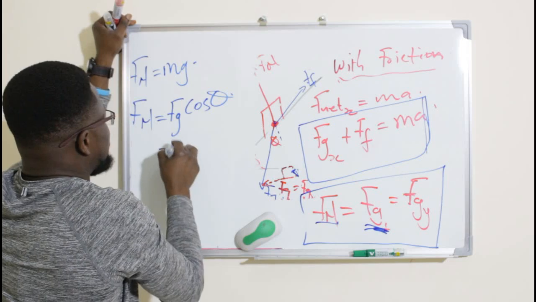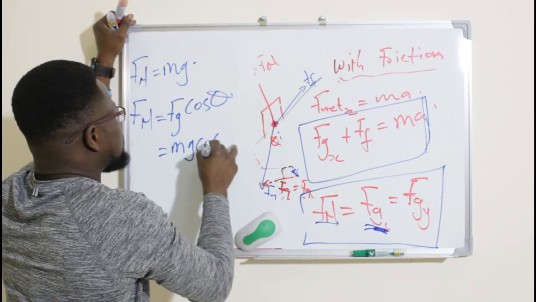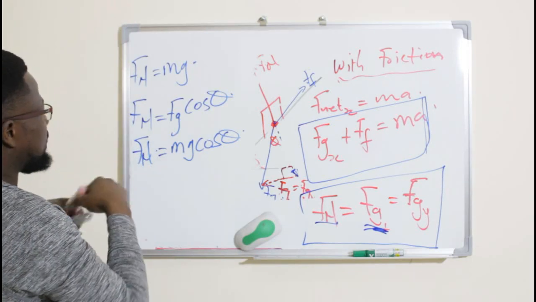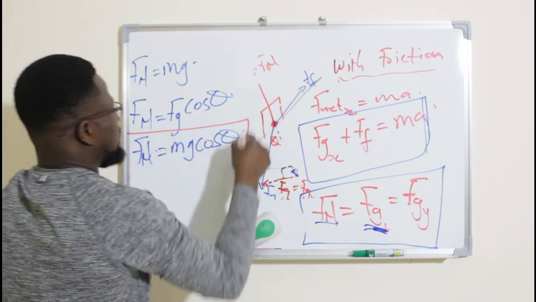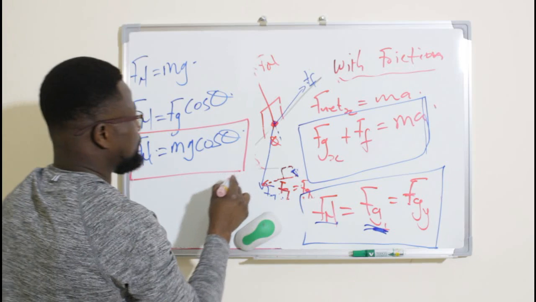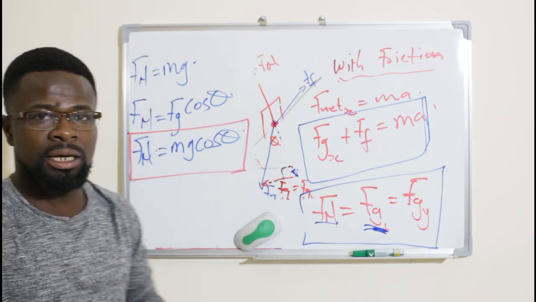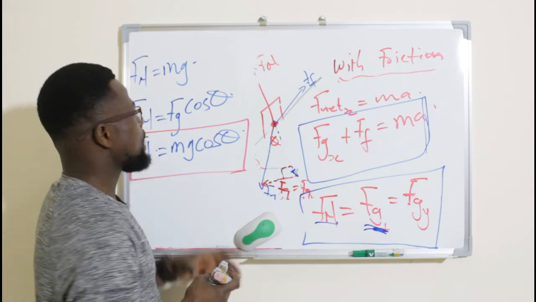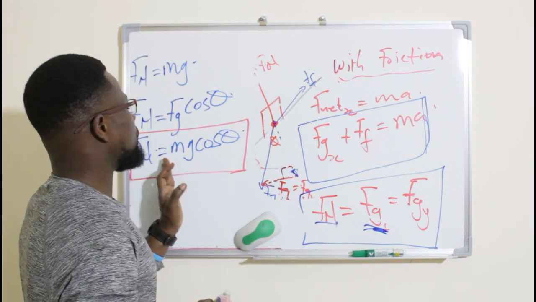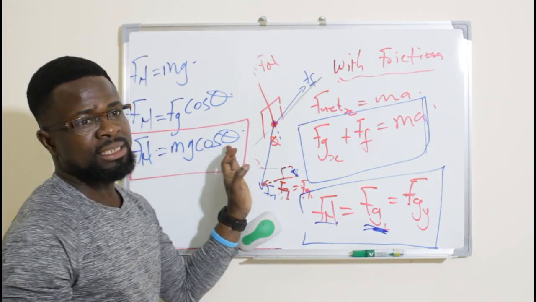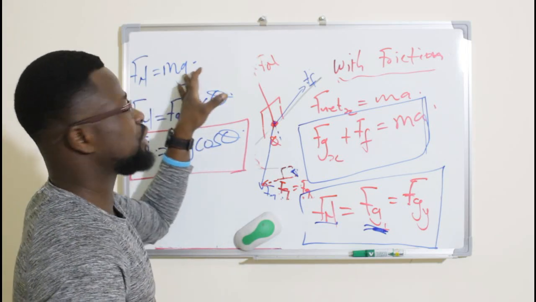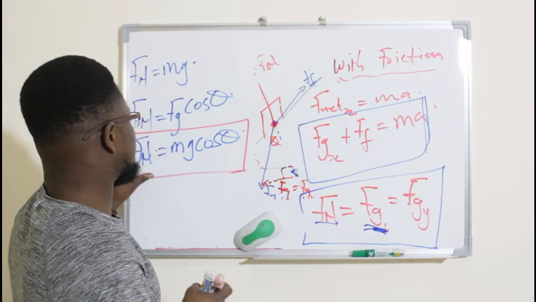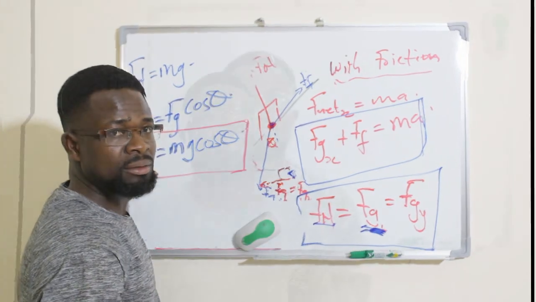That means that it is mg cos theta. This is only true in an inclined plane. Take notes of this. Very, very important in terms of physics. So whenever we are dealing with an inclined plane, our normal force is always equal to mg cos theta and not mg. Mg is for a plane surface, but this is for an inclined plane.